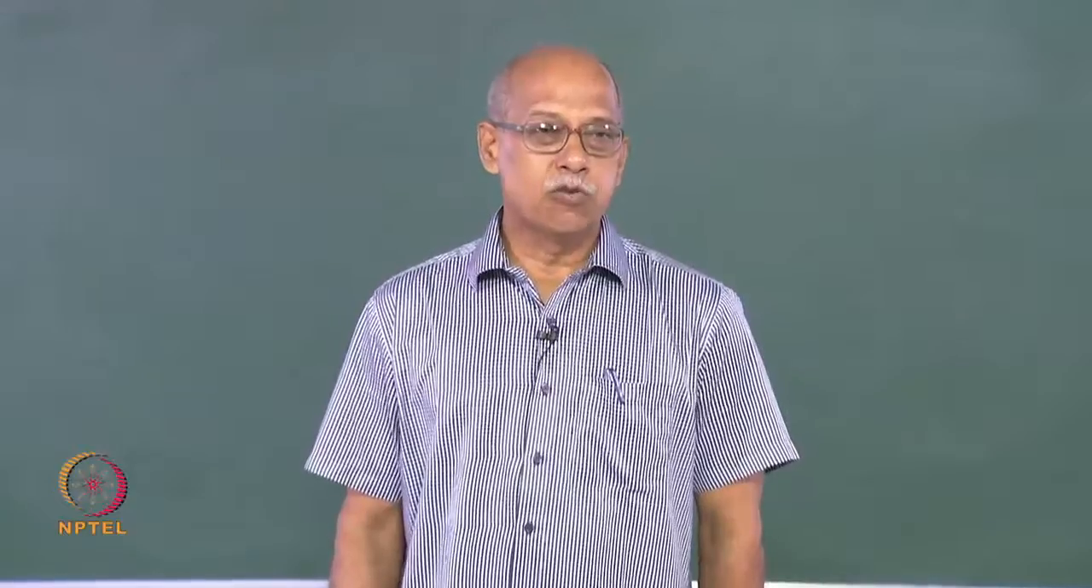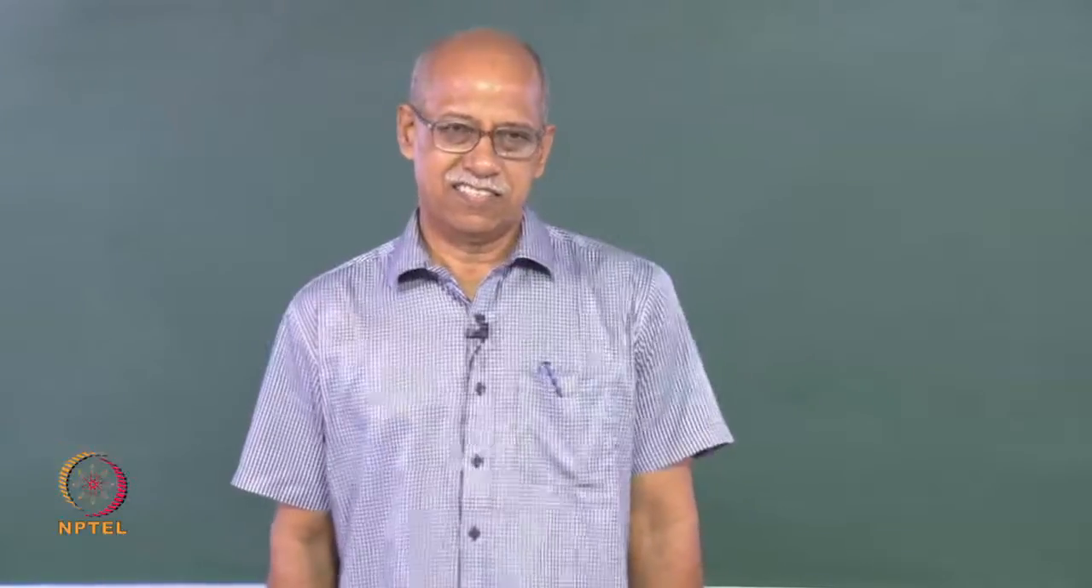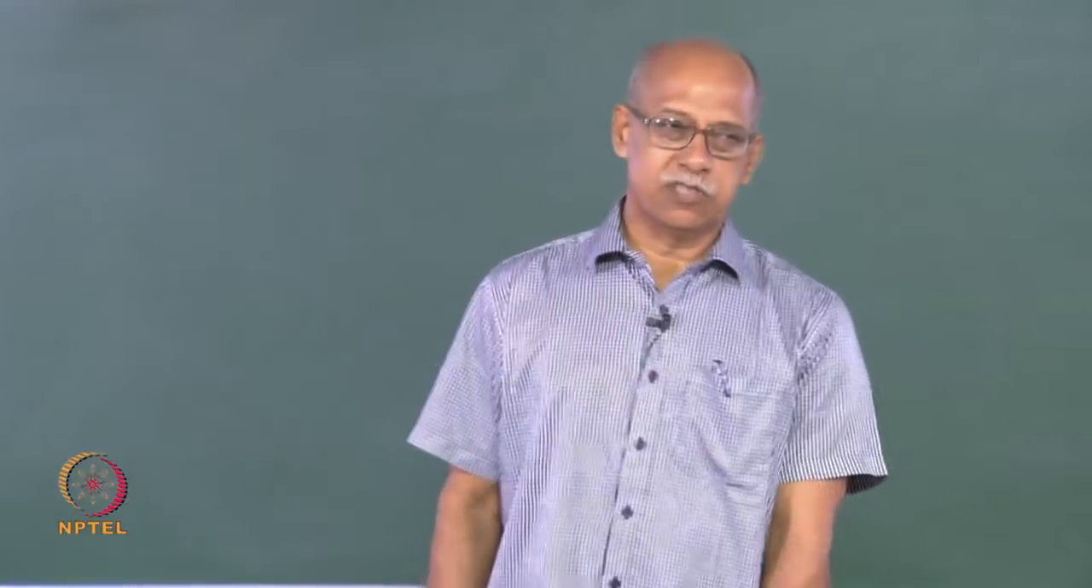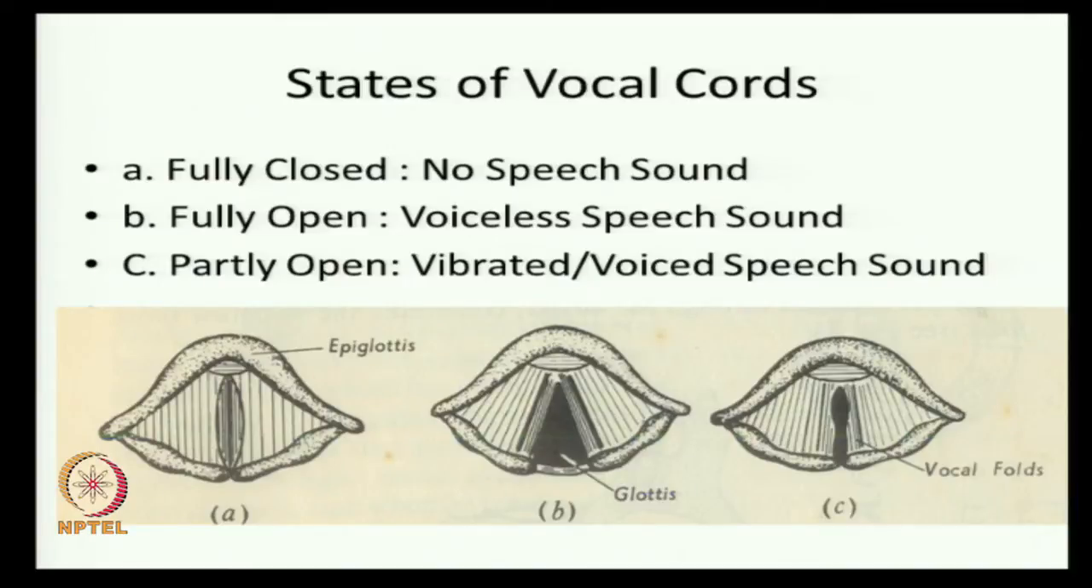So, when vocal cords are in position B, then speech sounds are possible, but those speech sounds cannot be heard at a distance. C, what is the position? Vocal cords are loosely together, partly open, loosely together.